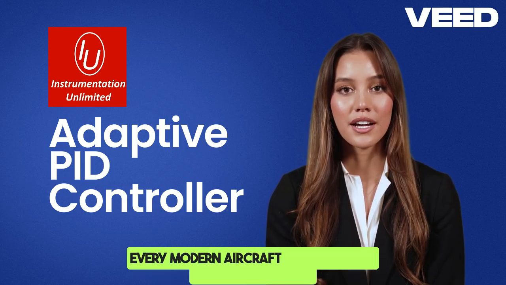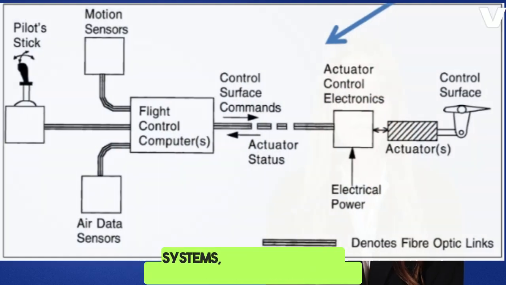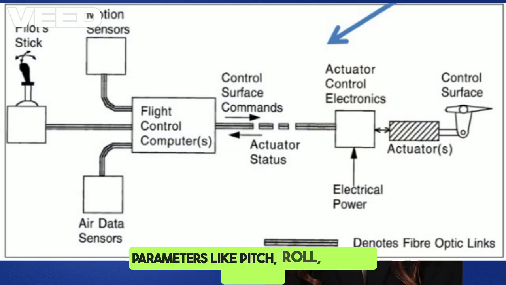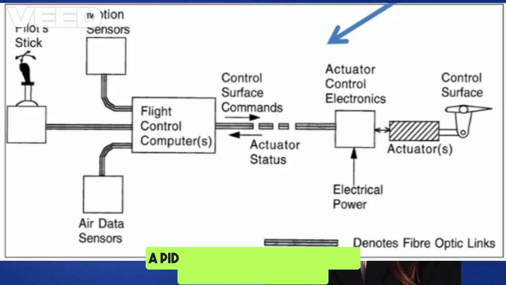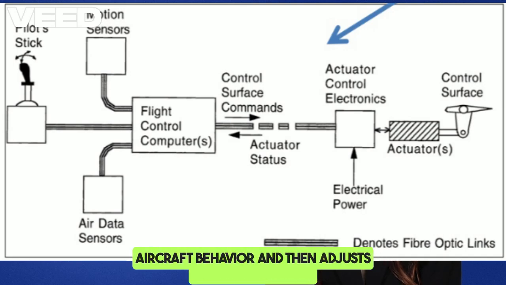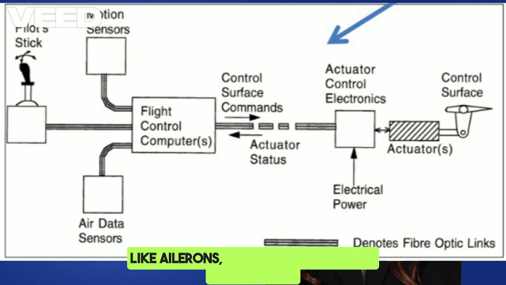Every modern aircraft is controlled by Flight Control Systems, FCS, which include PID controllers to regulate flight parameters like pitch, roll, yaw, and altitude. A PID, proportional integral derivative controller, continuously calculates the error between the desired flight condition and actual aircraft behavior, and then adjusts control surfaces like ailerons, elevators, and rudders accordingly.